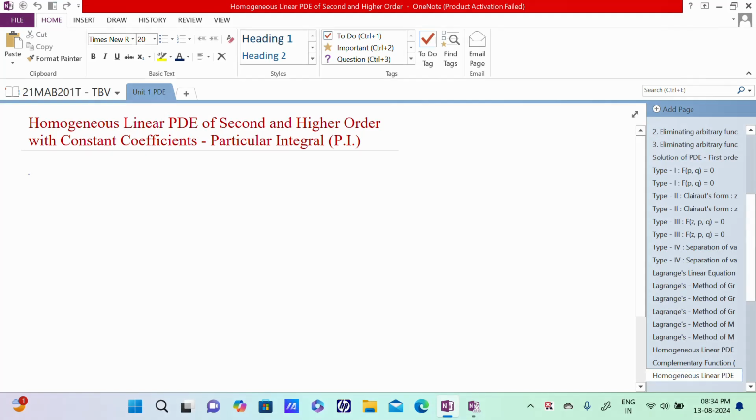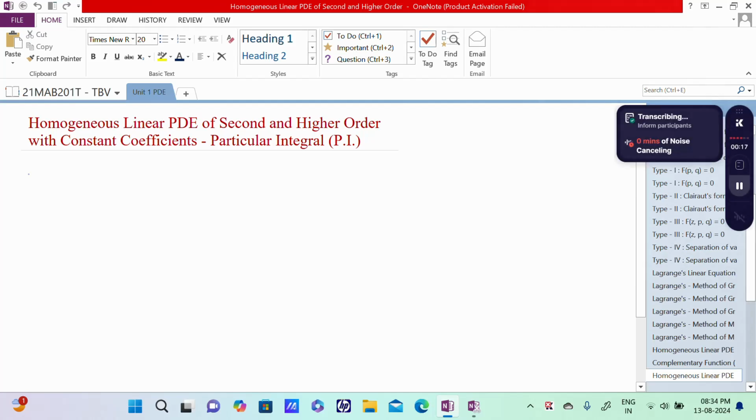In this section, we are going to discuss homogeneous linear partial differential equations of second and higher order with constant coefficients. The previous session videos are already given. You just check once again before that: the complementary function, and what is a homogeneous linear partial differential equation of second order, higher order, everything we have given. Now in this session, we are going to discuss how to calculate the particular integral and what the types of particular integral are.